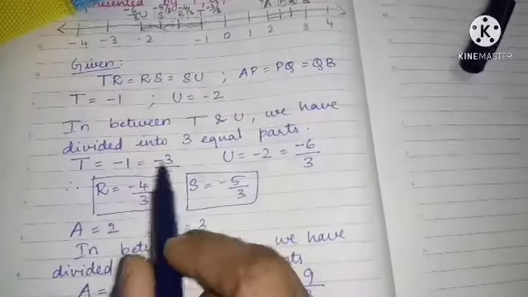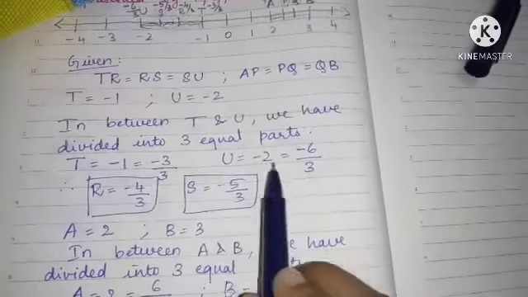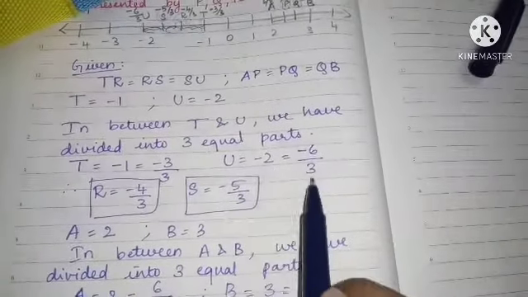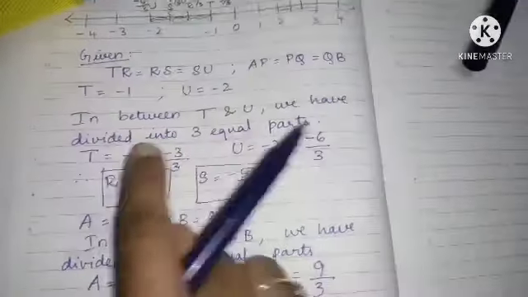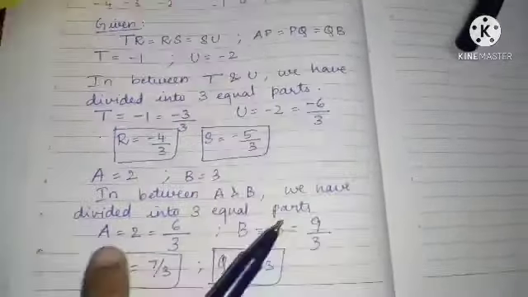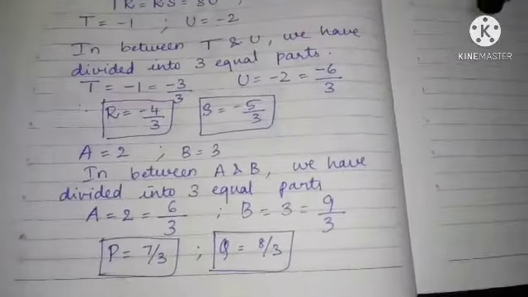So if I get denominator 3, I want to get minus 1. So what will you write? Minus 3 by 3. So if I want to get minus 2, I will write minus 6 by 3. Everything should have denominator 3. So using these two, we can find R and S. Using A and B, we can find P and Q. Understood?